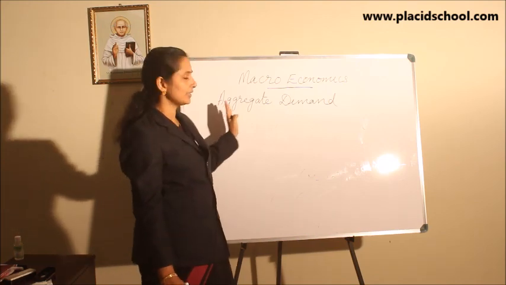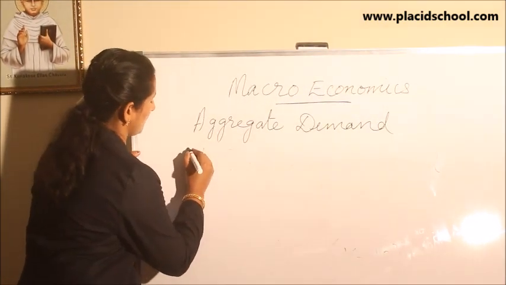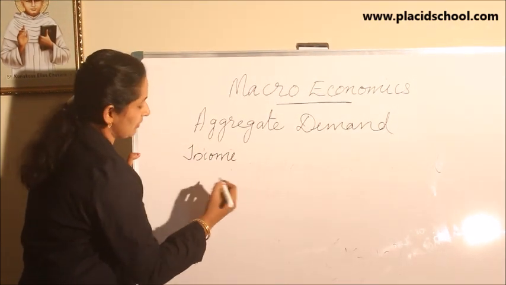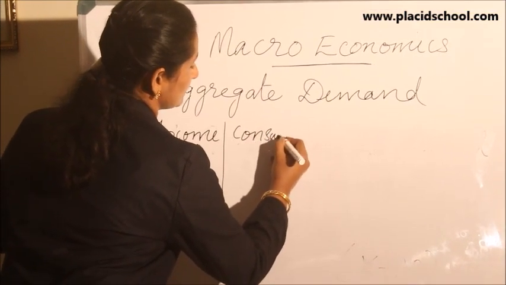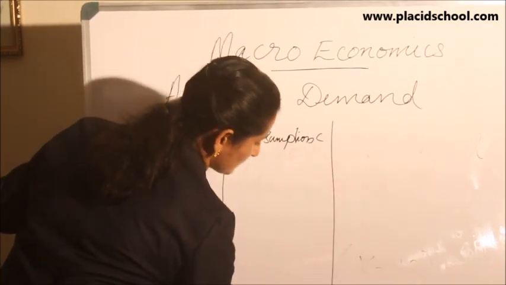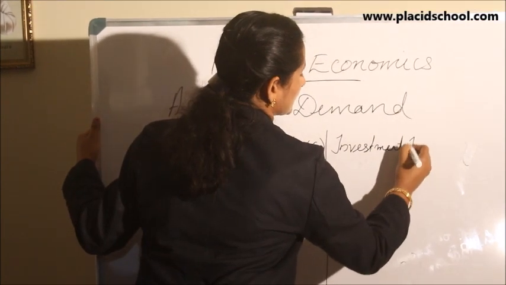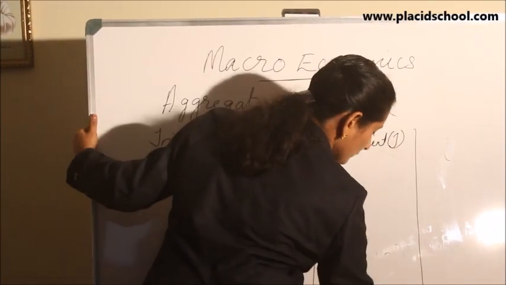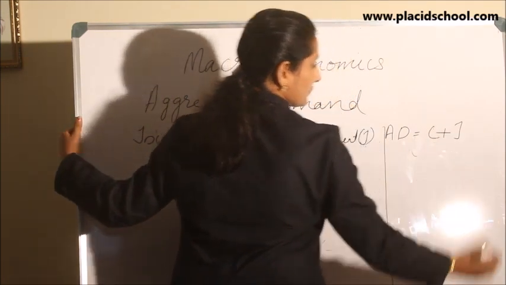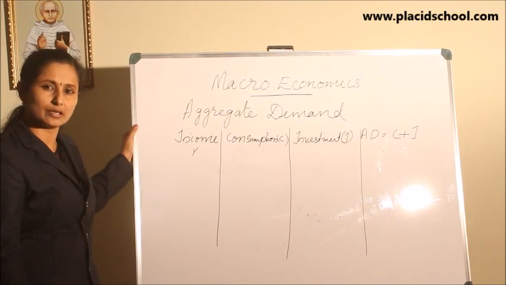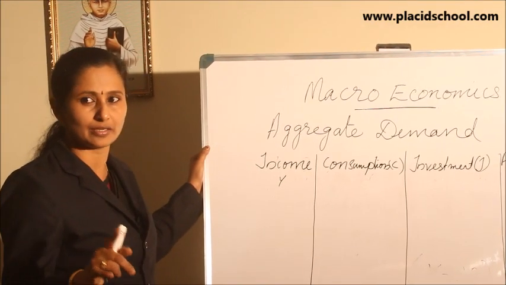Now let us study the aggregate demand concept with the help of a table and a diagram. Income level, in the first column, is denoted by Y, second consumption, C, third investment, denoted by the letter I, and in the last column aggregate demand is equal to C plus I. I have already said to you that in order to determine the equilibrium level of income, we are considering only two components for aggregate demand, which are the consumption demand and investment demand.